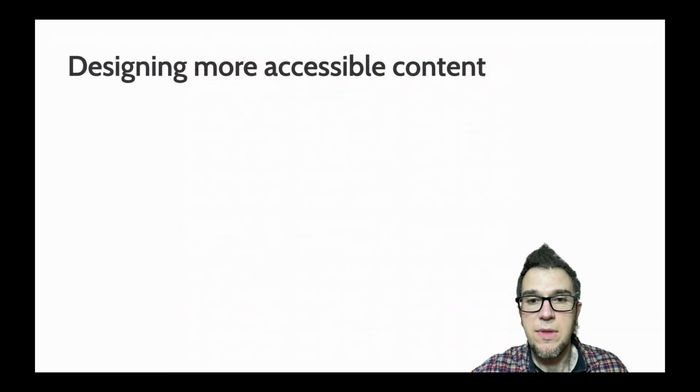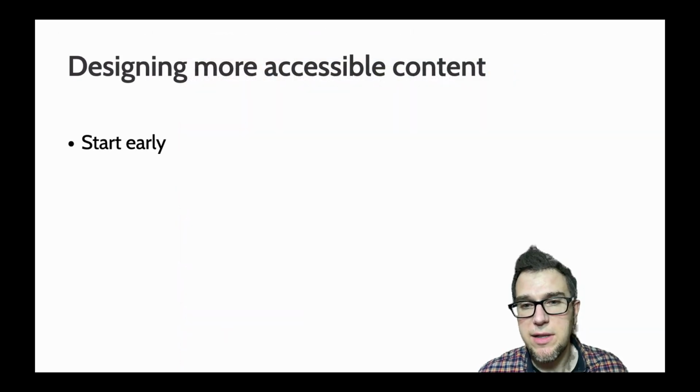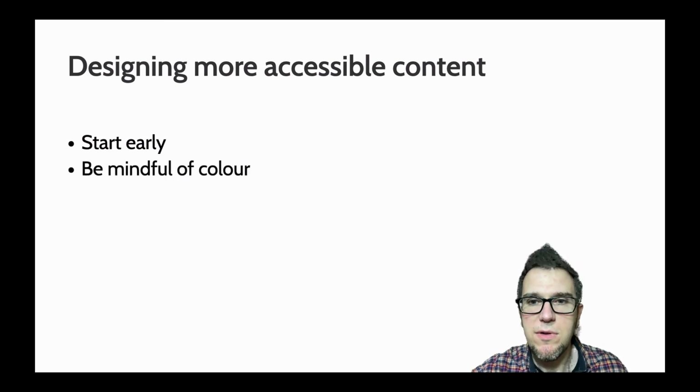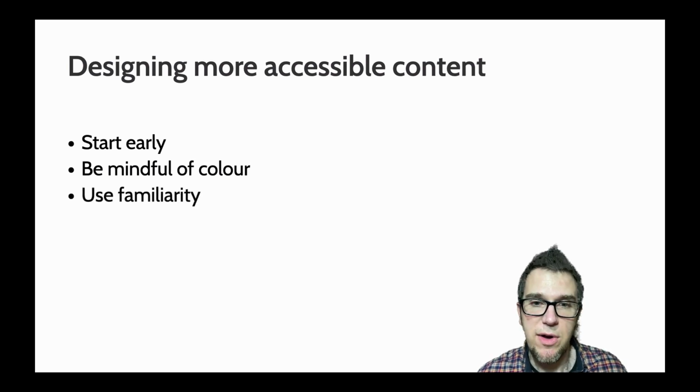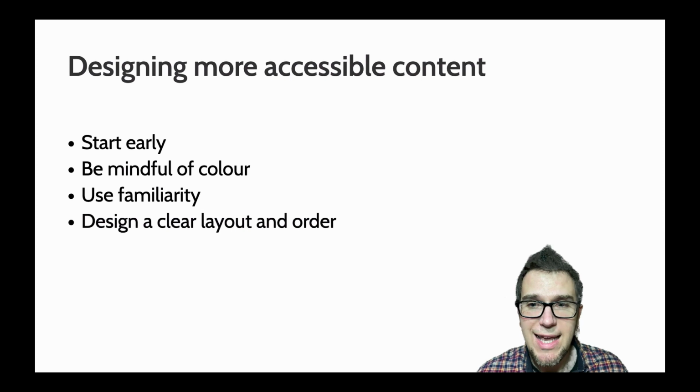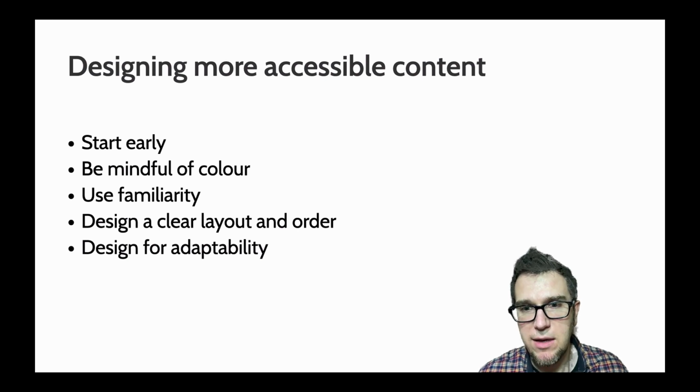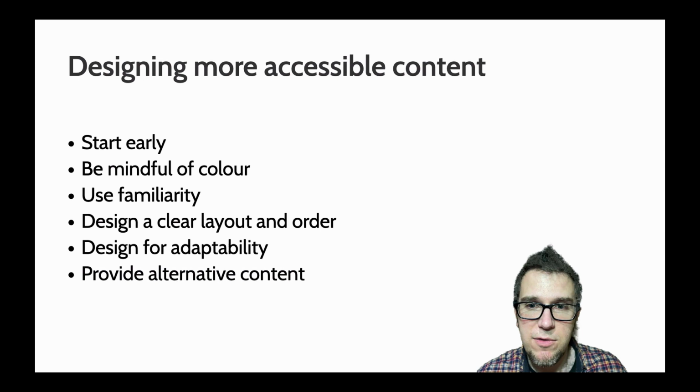So, start thinking about accessibility as early as you can. Be mindful of how you use colour in your content. Use familiarity to your advantage. Design clear layouts and a clear order to your content. Design for adaptability and offer people choice. Provide alternative content for images, video and audio.